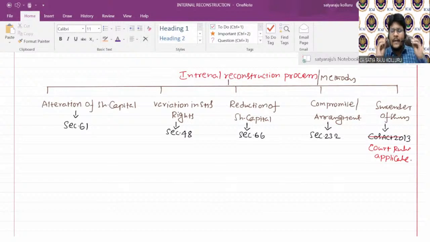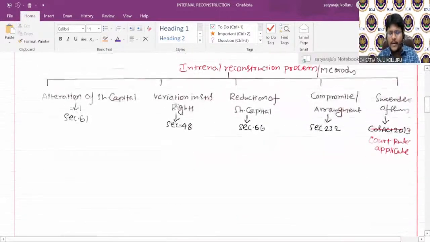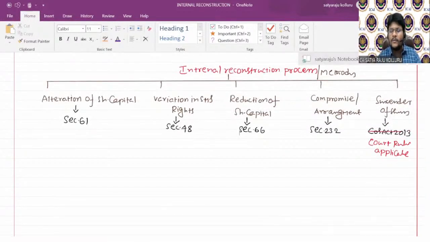So in case of internal reconstruction, this entire process may be more than one process, or multiple methods may be involved in a single scheme. This scheme comprising more than one method is also possible. We will discuss one by one method.